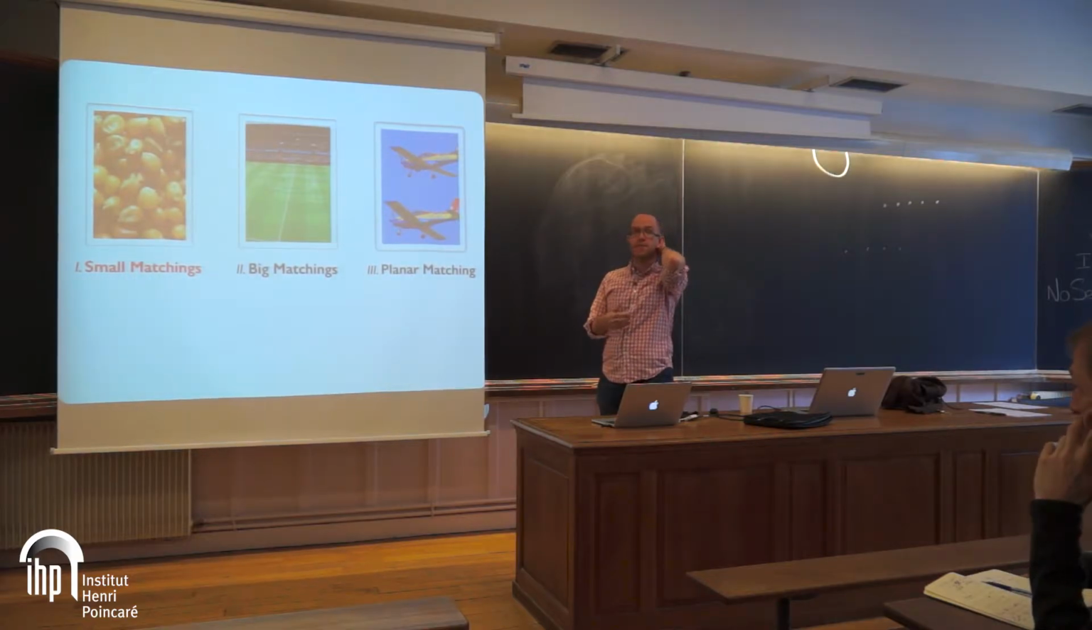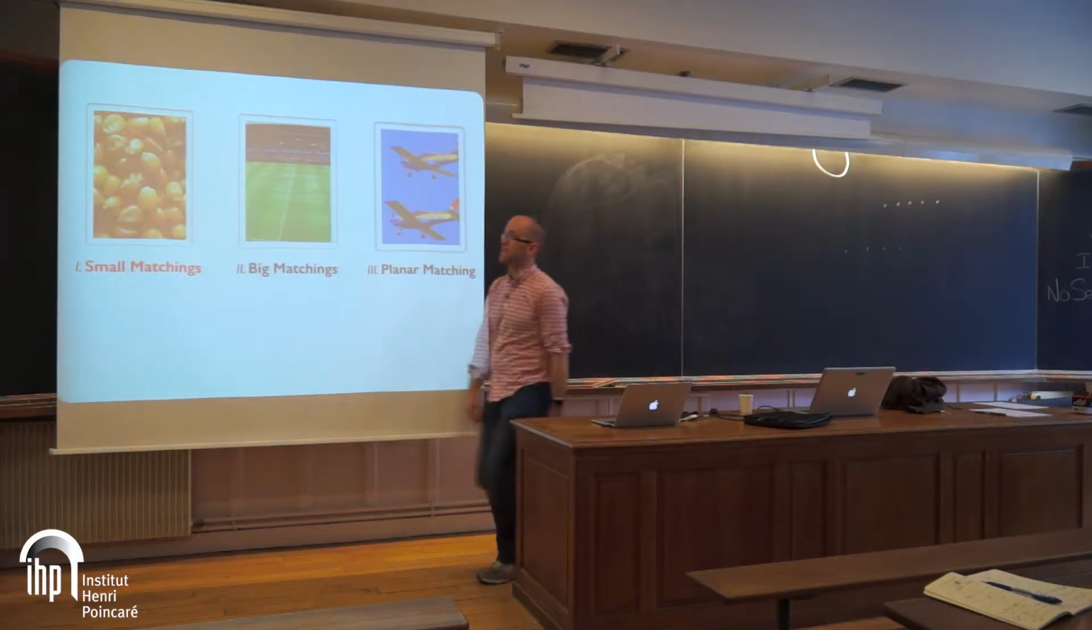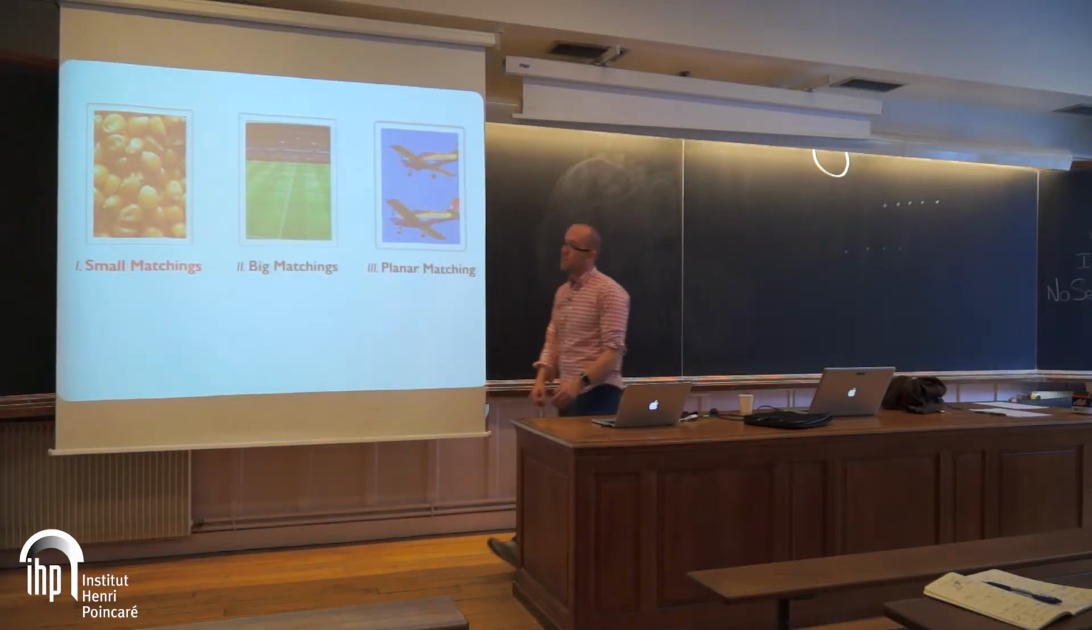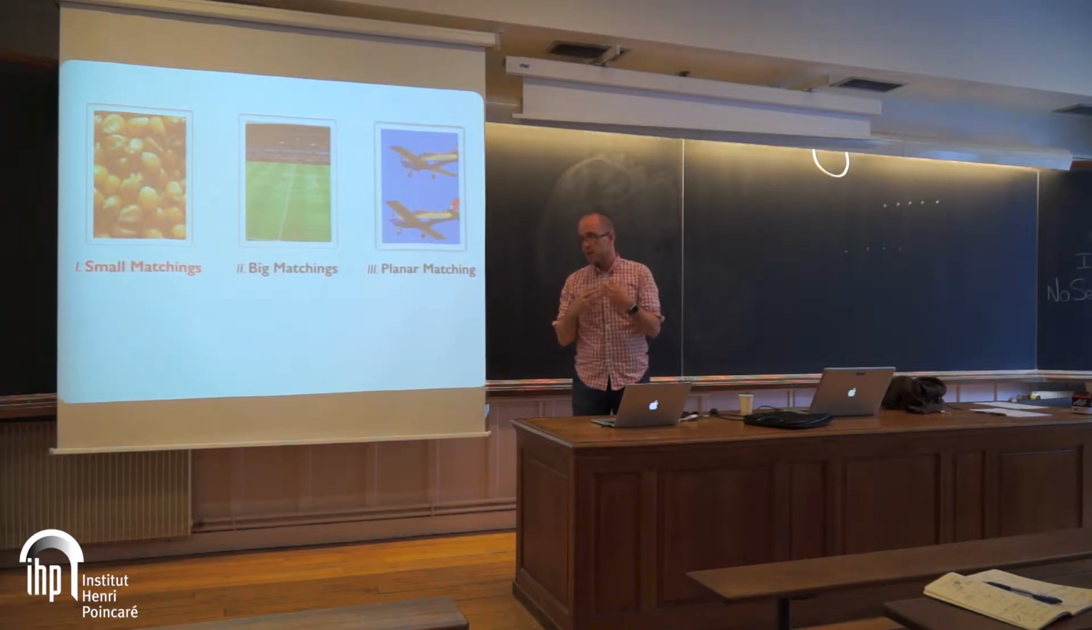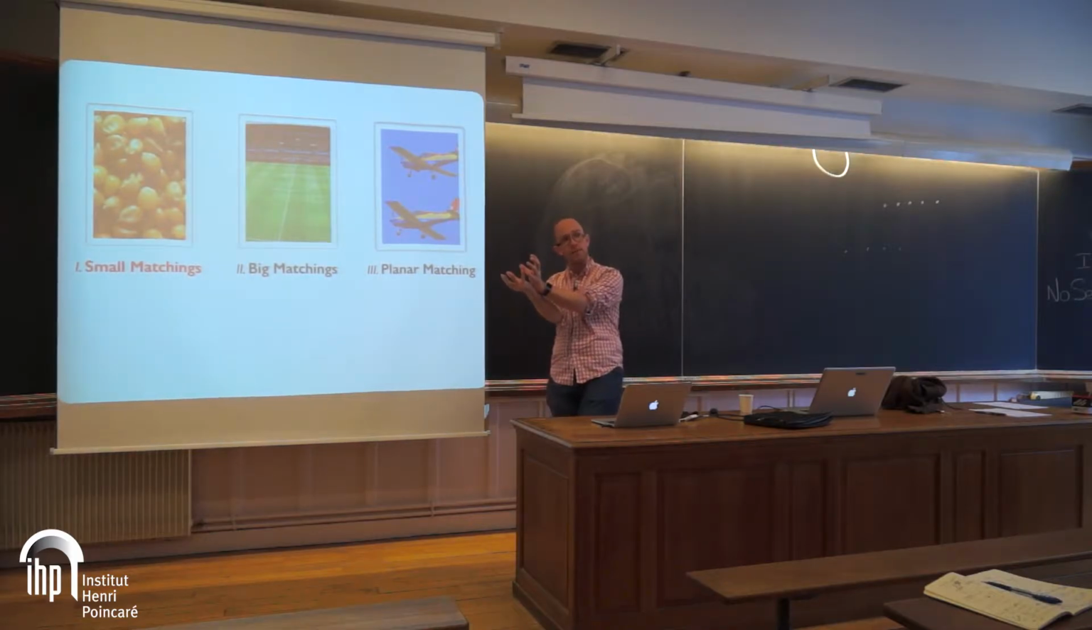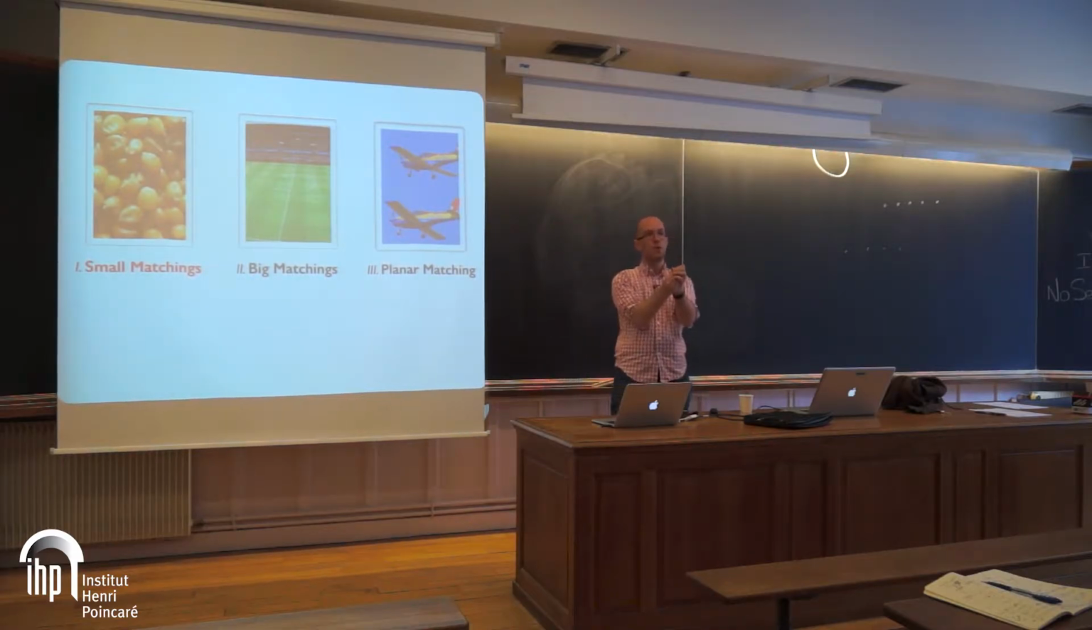This one's the most obscure, but actually the most technical. So the result I'm going to present is that if the matching is of size less than k, we can find it exactly using k squared samples. More generally, this is a kernelization result, hence corn kernels. The result is in the field of fixed parameter tractability and kernelization.